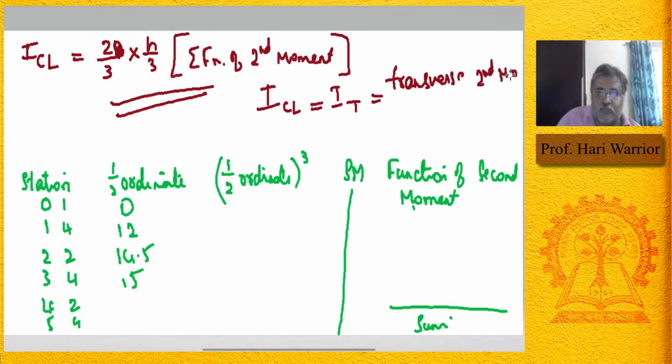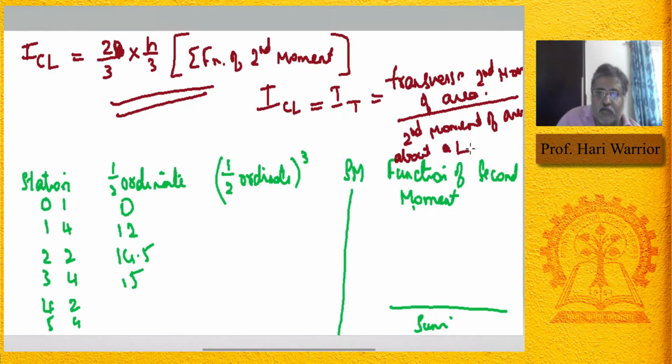The transverse second moment of area is basically the second moment of area about a longitudinal axis, which is basically the center line. Remember these terms: longitudinal axis, center line, all those things. So this basically gives you that.